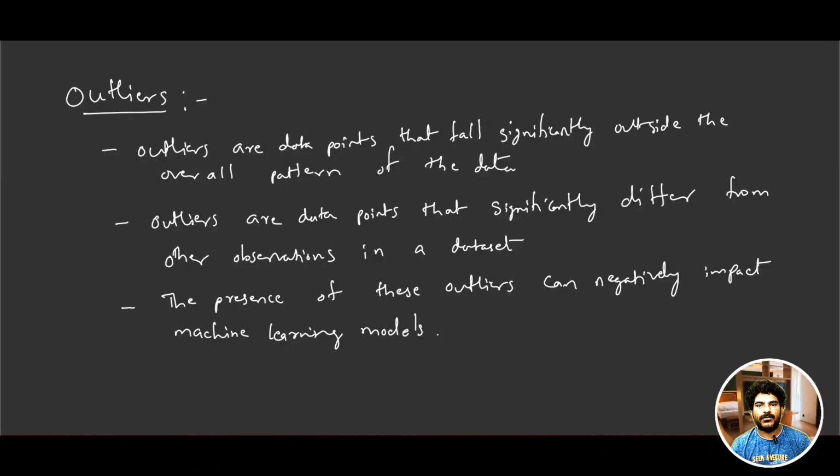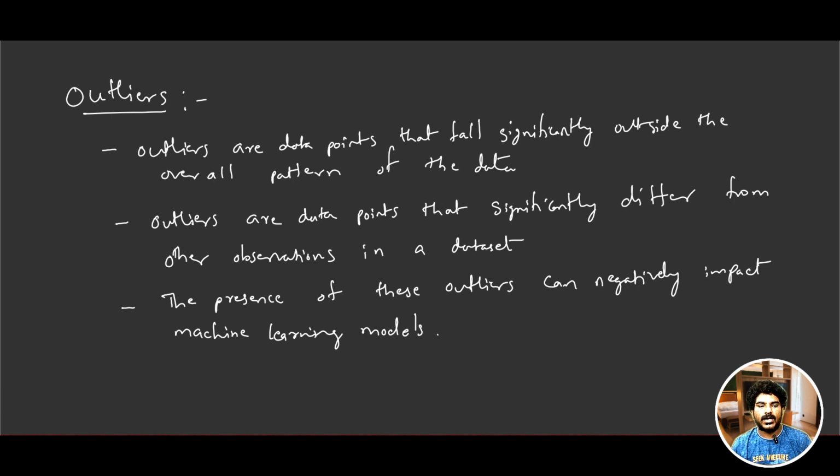As I mentioned, a few points to define what outliers are. The first point is that outliers are data points that fall significantly outside the overall pattern of the data. You might have some pattern in the data set, and there might be a few data points which don't belong to that particular pattern, so they are different. In that case, the points which don't belong to this pattern are outliers.